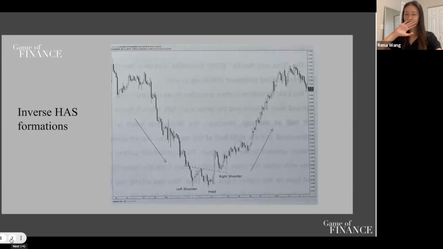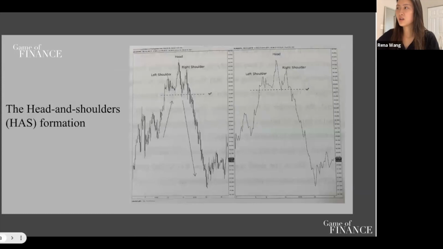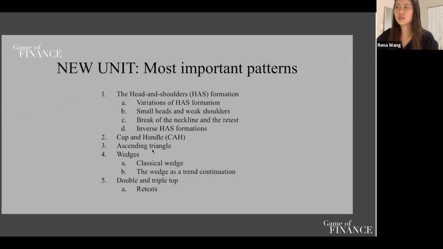Which is another reason why we're dedicating a whole meeting to this, specifically talking about its variations and also the secondary entry points for these common patterns. Yeah, so I hope you guys understood. If you have any questions, please ask me, so we won't be confused moving on to future materials, because we're going to move on to much more complex patterns and move really fast. The next patterns we're going to talk about are these: the cup and handle, the ascending triangle, wedges, and double and triple top.